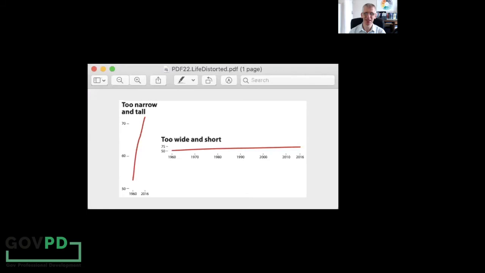Let's just make clear what you're seeking to avoid here. I think I have to show negative examples to make it clear. This is what happens if you make the chart too small across the x-axis. You get that too narrow and tall. You are exaggerating the effect, as you can see on the left. If, however, you squash down the y-axis or stretch out the x-axis, it becomes too wide and short, and it looks like almost negligible increase. So there we see how you have to avoid distorting reality.